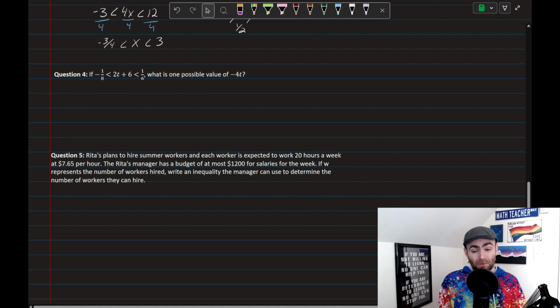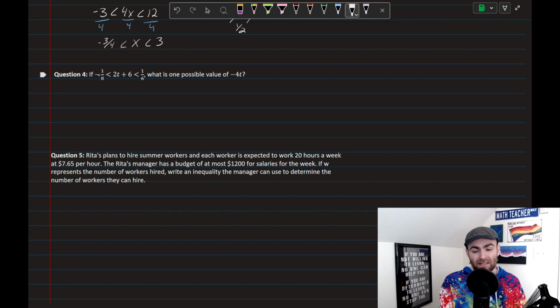All right, number 4. Same situation. If we have a compound inequality like this, what's one possible value of negative 4t? So for us now, we are going to try to make the middle, instead of just x or t, negative 4t. So first thing, we don't need the 6. We're going to subtract 6 from both sides.